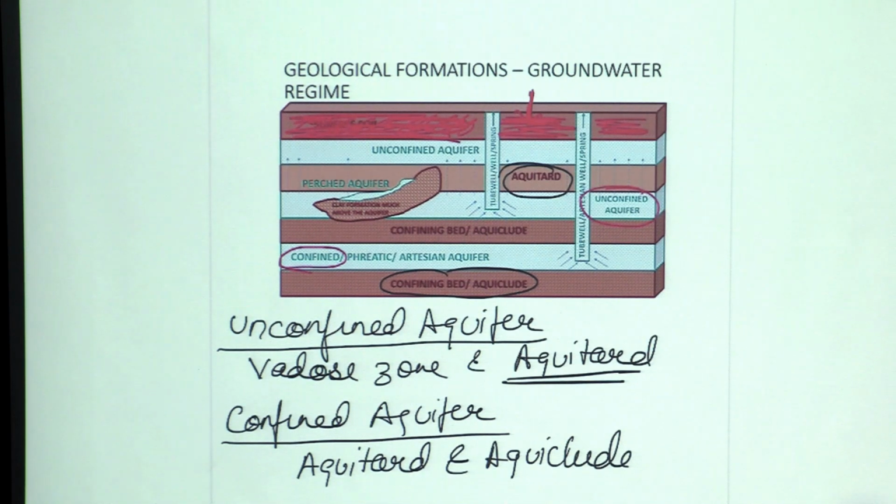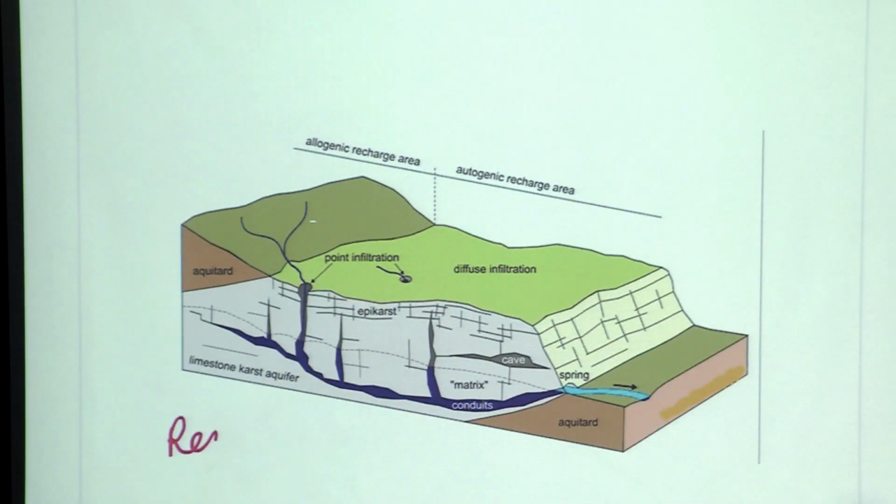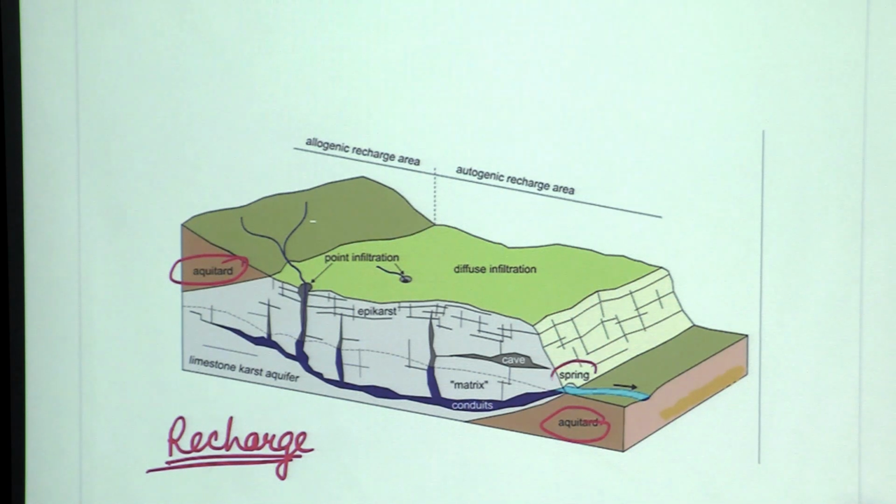How do I distinguish between them? Aquitard is permeable and aquiclude is impermeable. In addition to this, what is the important terminology that we should be aware of when it comes to the groundwater regime? This diagram is showing us recharge. So if I am talking about recharge, don't miss to see the aquitard in the figure and also the spring. Recharge will be percolation.